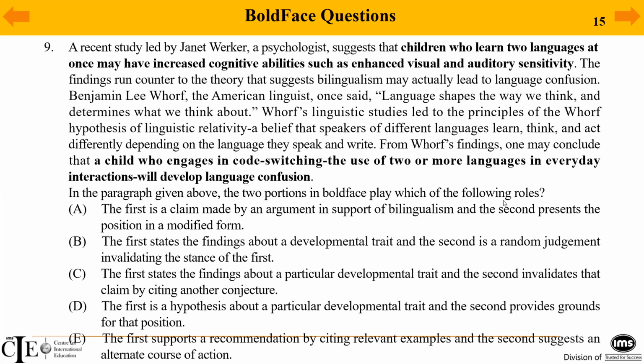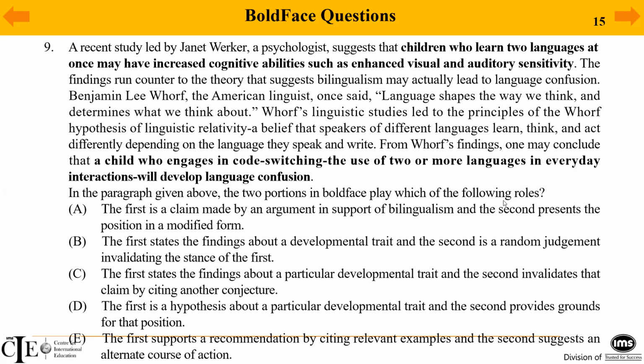The first is a hypothesis about a particular developmental trait. So is that a hypothesis? Maybe. It says "may have increased." The first supports a recommendation by citing relevant examples.